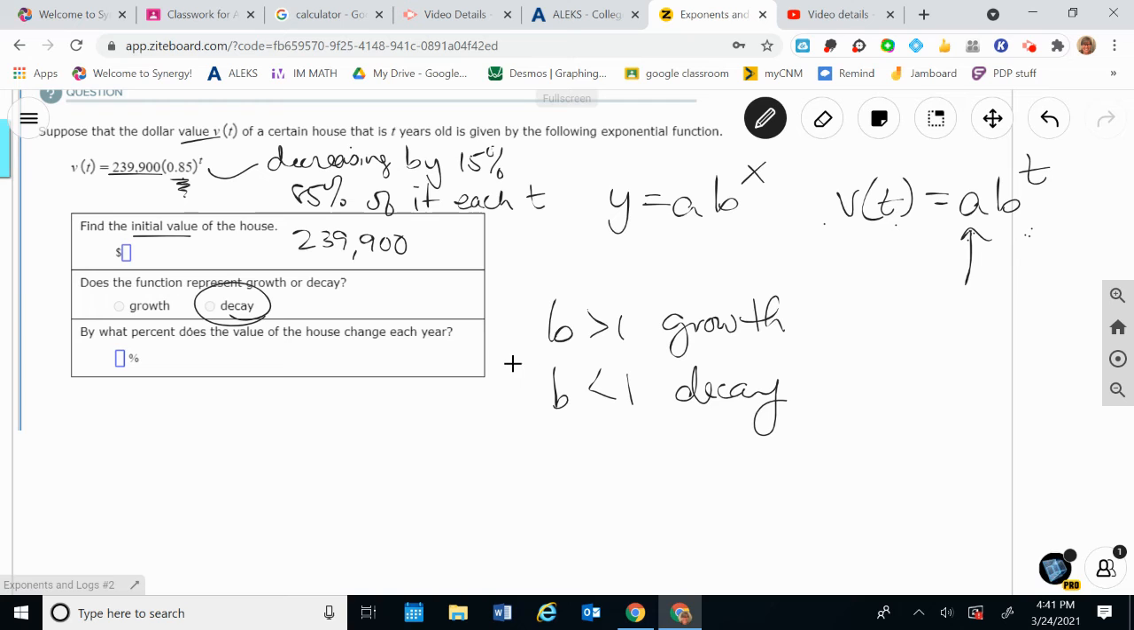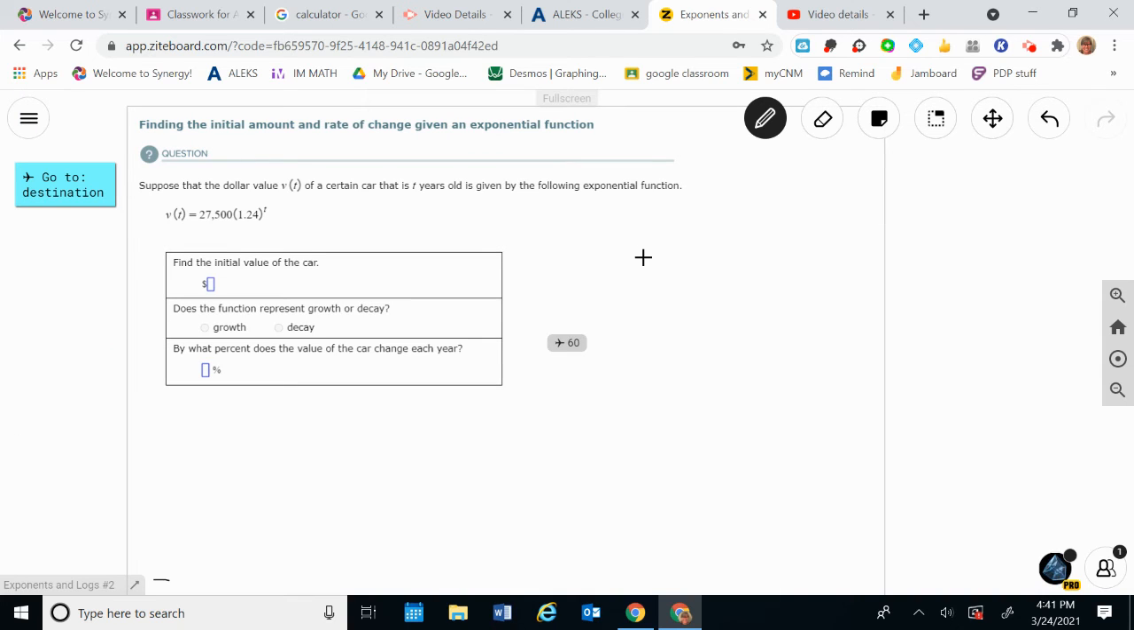Okay. By what percent does the value of the house change each year? So I want to say that the value decreases by 15%. I'm not sure, but I feel like it's 15%. We're taking 85% of it, but we're dropping it down 15. I don't think you put negative 15. I think you just have to put 15. I'm not sure how they do it. It should be negative 15, but I don't know.